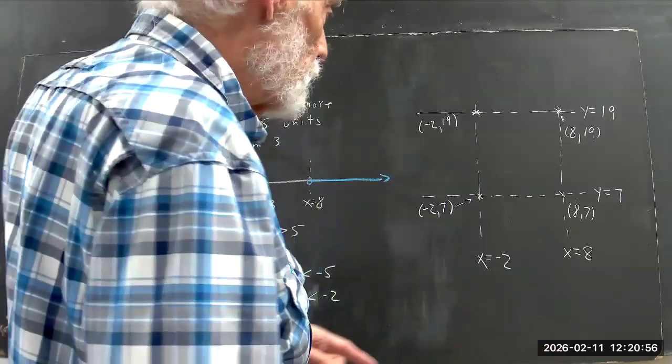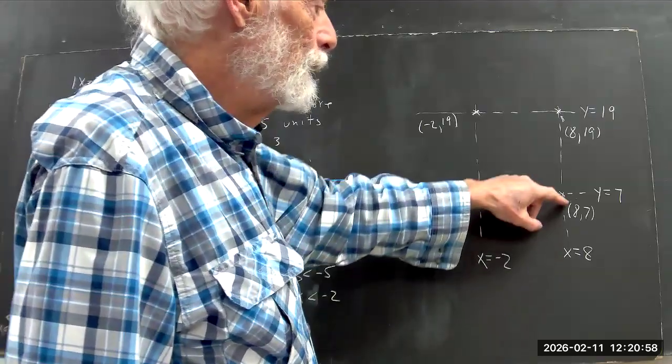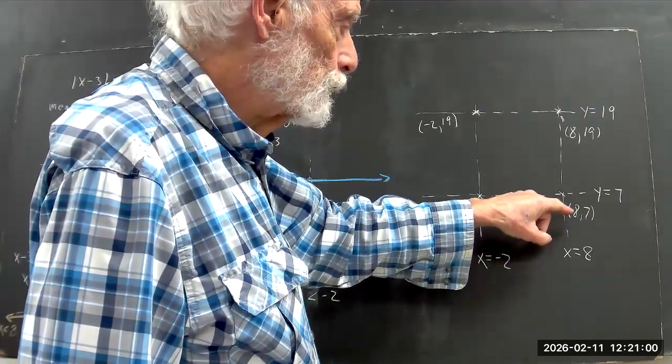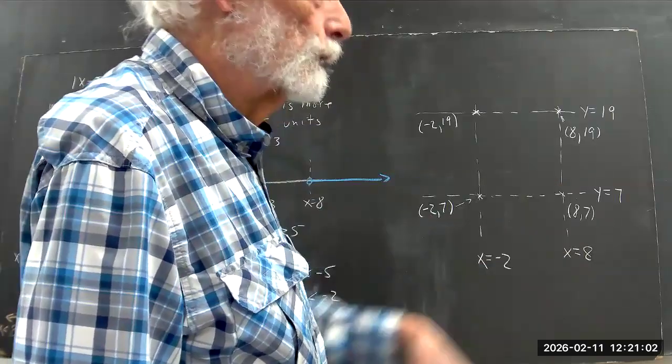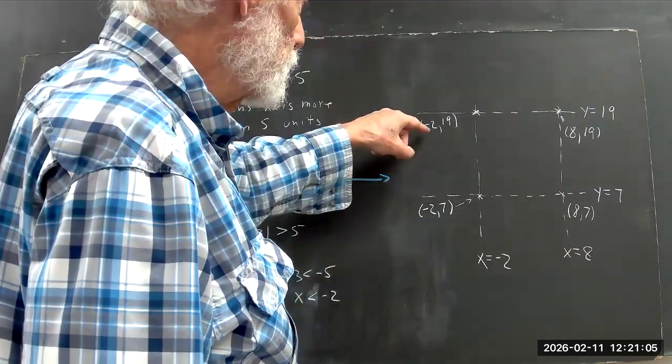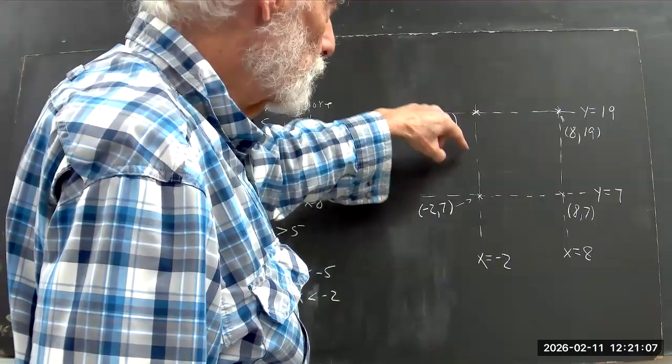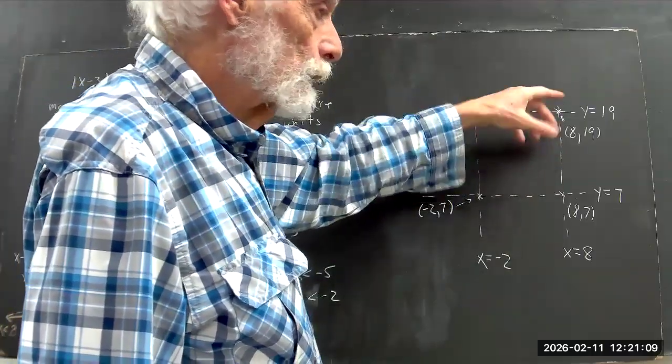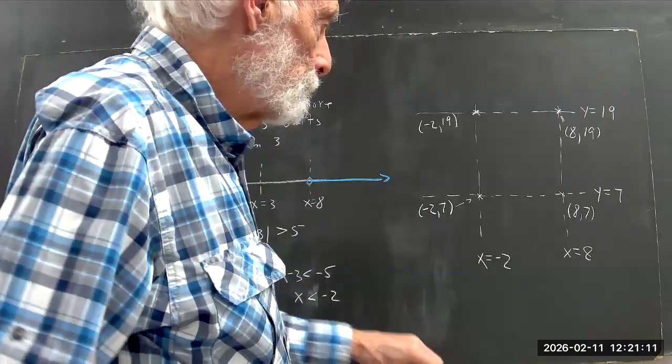Okay. So other points read left parenthesis 8, comma 7, right parenthesis. Left parenthesis -2, comma 19, right parenthesis. And similarly for the fourth point.